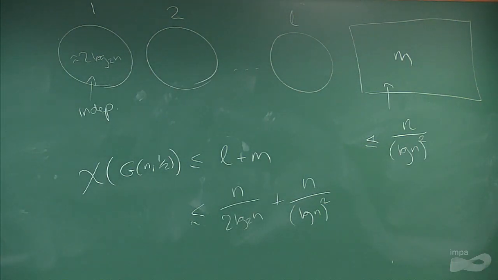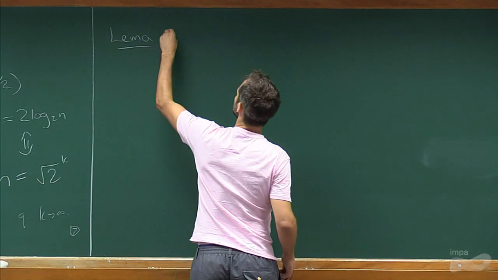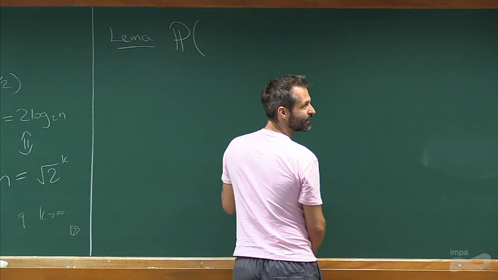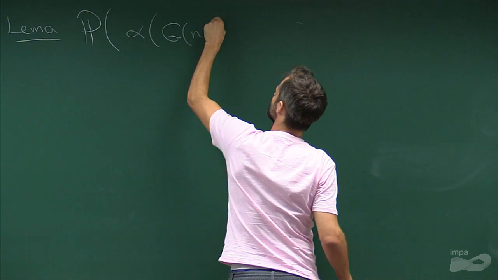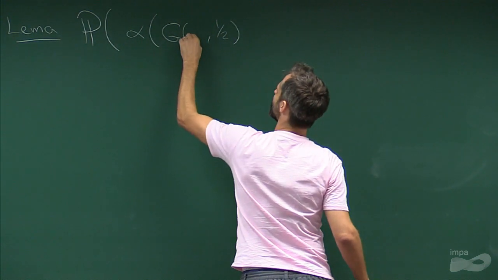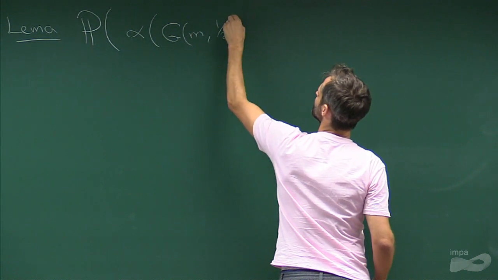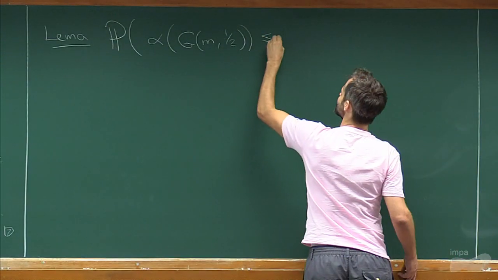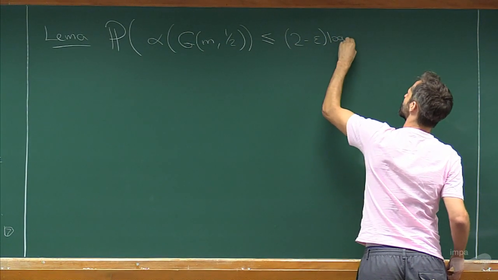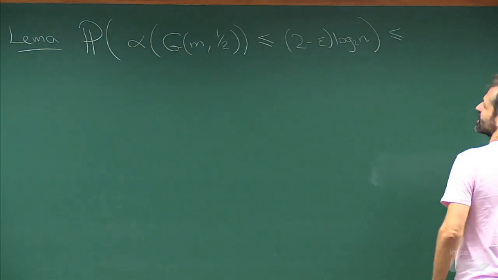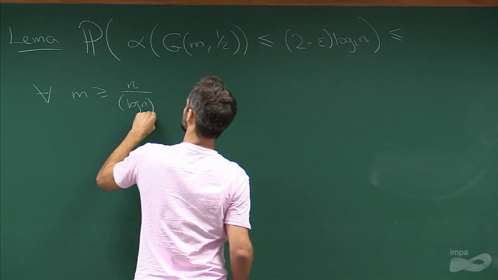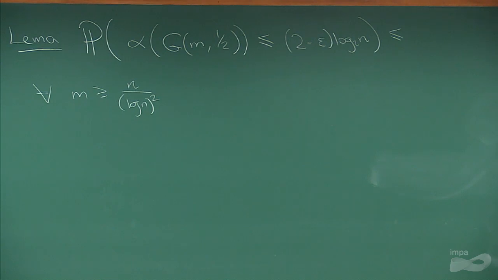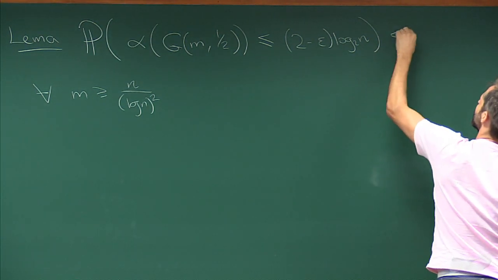So what does the lemma say? The lemma says that the probability that the independence number of G(m,1/2) is less than (2 minus epsilon) times log to the base 2 of n is less than or equal to what? I want this to be true for all m at least n over (log n) squared. I want this probability to be small enough that I can take a union bound over all subsets. So I want this to be much smaller than 2 to the minus n.